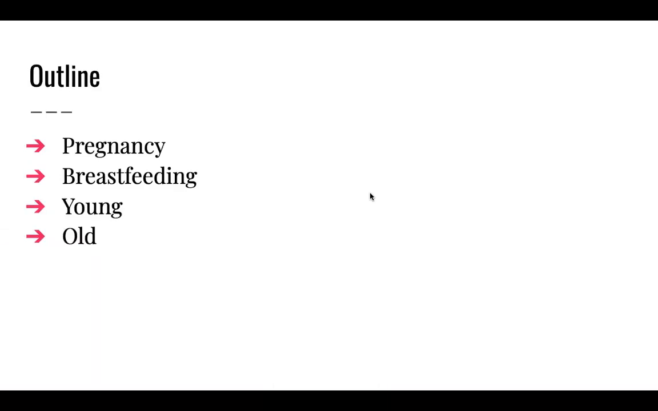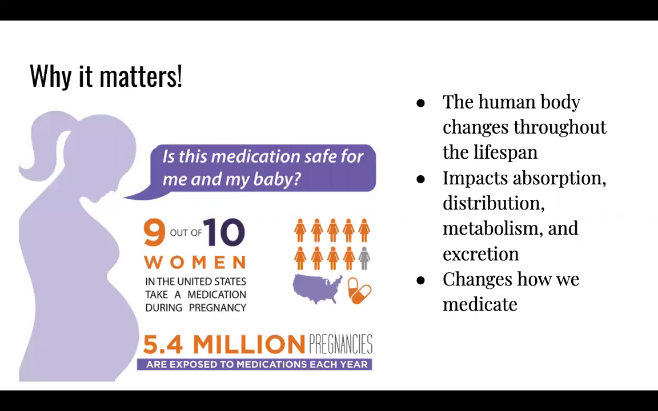In terms of lifespan considerations, we typically talk about drugs in relation to adult bodies. Now, the pharmacokinetics differ in women who are pregnant or breastfeeding, neonates and pediatrics, as well as elderly. The human body changes throughout the lifespan. This is going to change how we medicate.